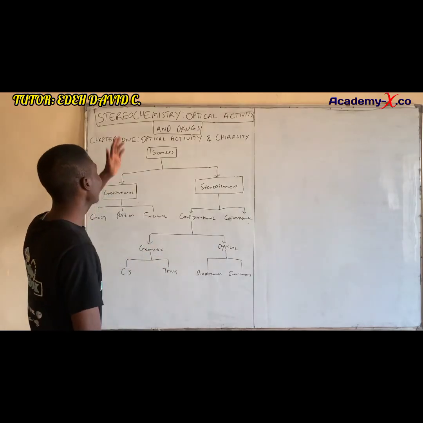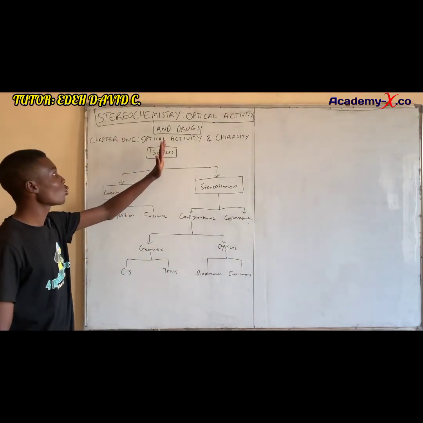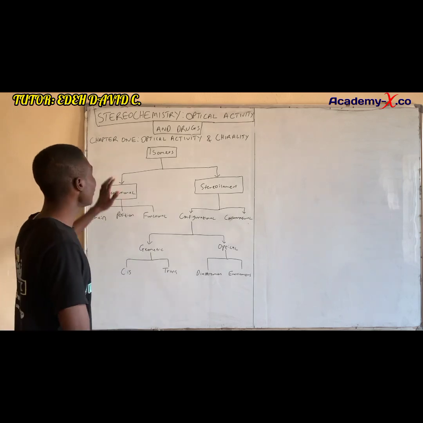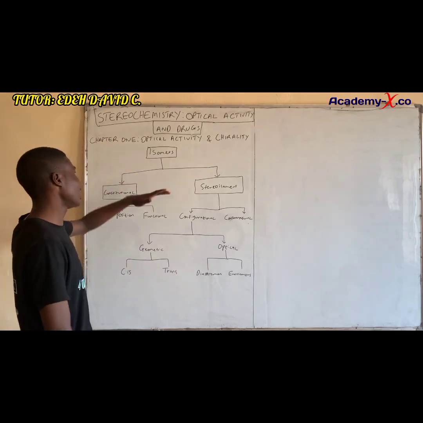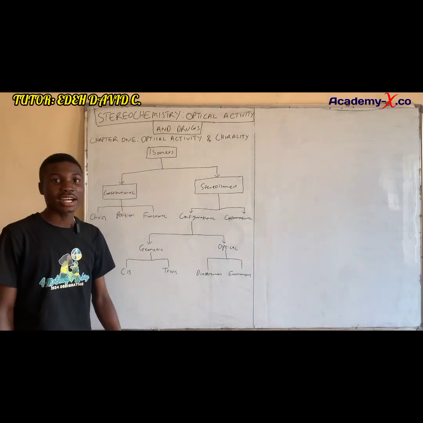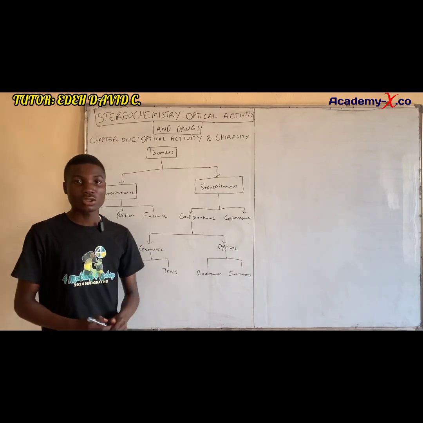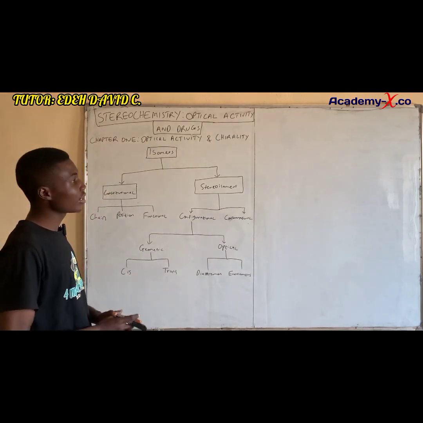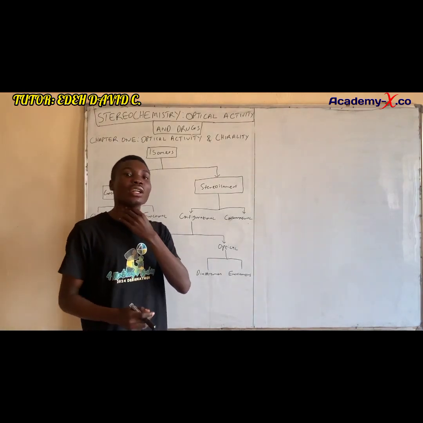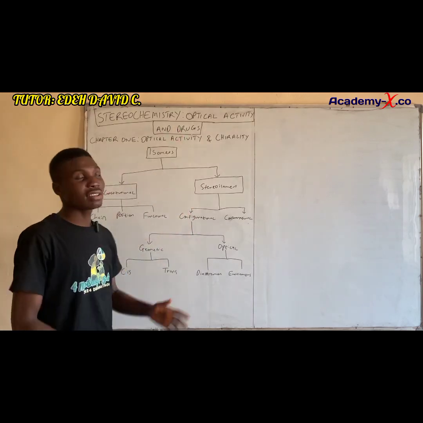All right, so what we are dealing with is stereochemistry, optical activity, and drugs. We're going to be beginning with the introduction, the chapter one where we have the optical activity and chirality. That was what I just listed to you, the things we're going to cover. Now, with regards to the introduction, let me bring to you the idea of optical activity and drugs.